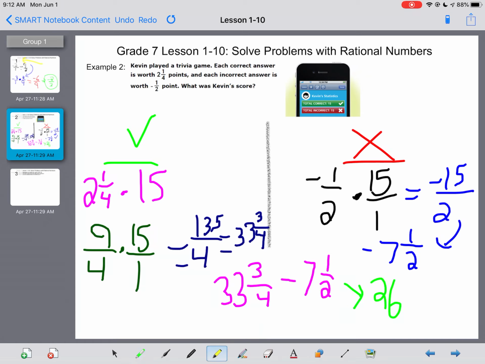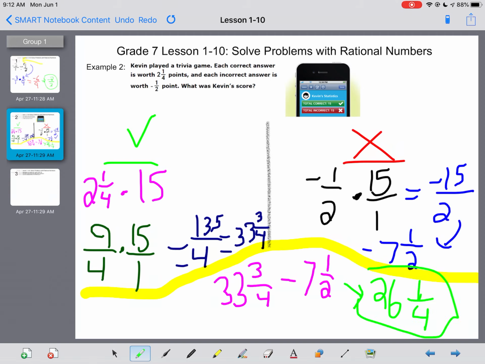Here, let's cut it off down here. Hold on one sec, just so nobody gets confused. So we get 26, okay? And then 3/4 minus 1/2, that's the same thing as 3/4 minus 2/4. There's 1/4 remaining, and the answer is positive because he got a lot more positive points. So my final answer for that one is 26 and 1/4.